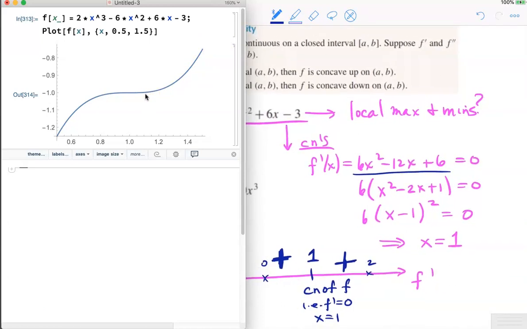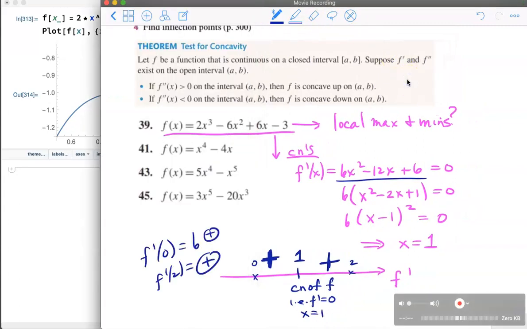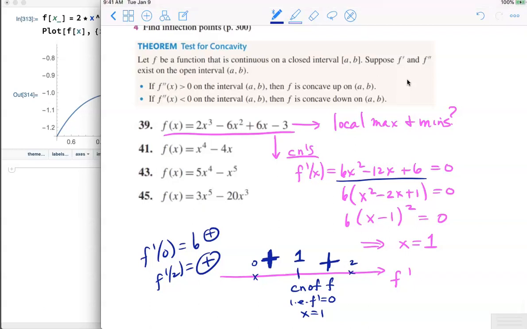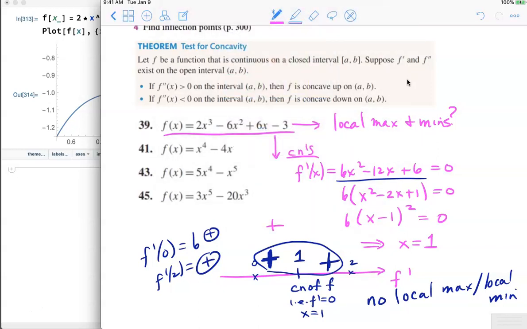So here's an example where, in the first derivative test, we didn't actually get the derivative to change sign, so there is no local max or local min. It's only when the signs change, when you go from a positive to a negative or a negative to a positive, only in this case do you have a local maximum or a minimum.